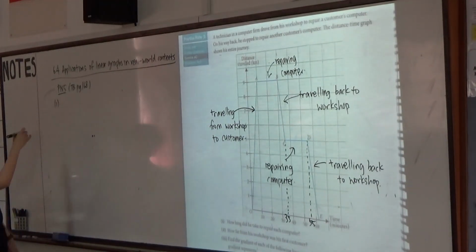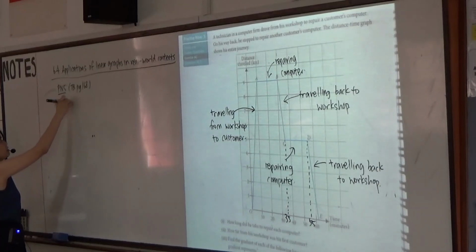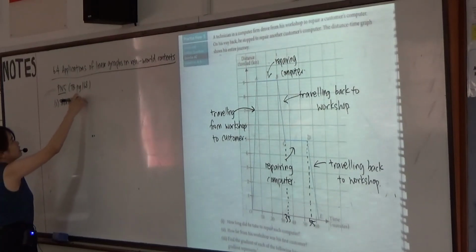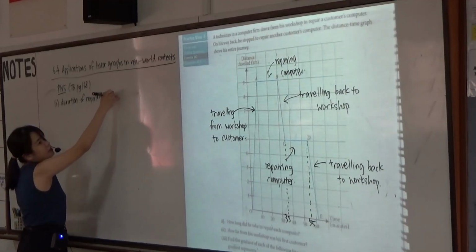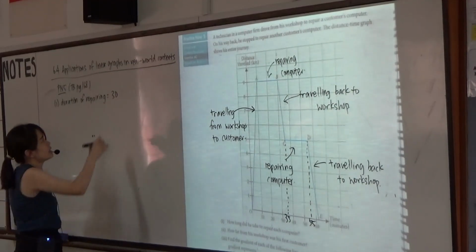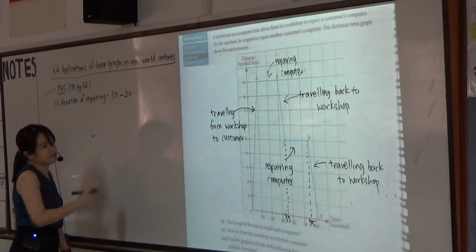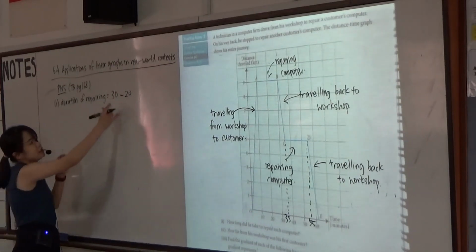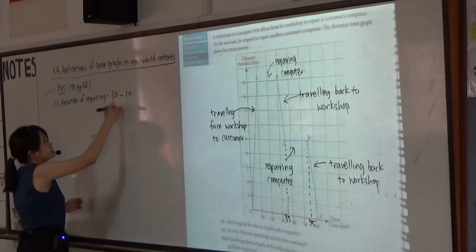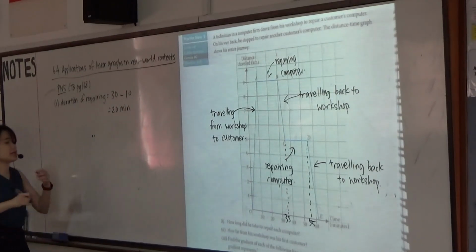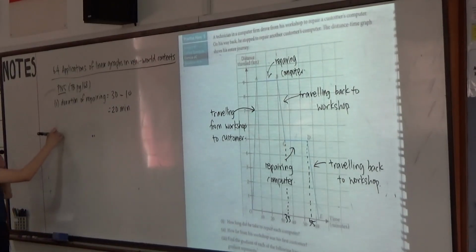Therefore, the duration of repairing, you can either take 30 minus 10 or 55 minus 35. And that will give us 20 minutes. And that will be the answer. Okay?